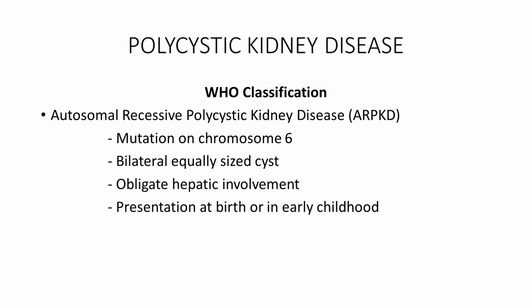Now, according to the WHO classification, in autosomal recessive polycystic kidney disease, ARPKD, there is a mutation on chromosome 6, resulting in bilaterally equal size cysts. There is invariable hepatic involvement. There are cysts and hepatic impairment in autosomal recessive disease, and they present at birth or in early childhood.